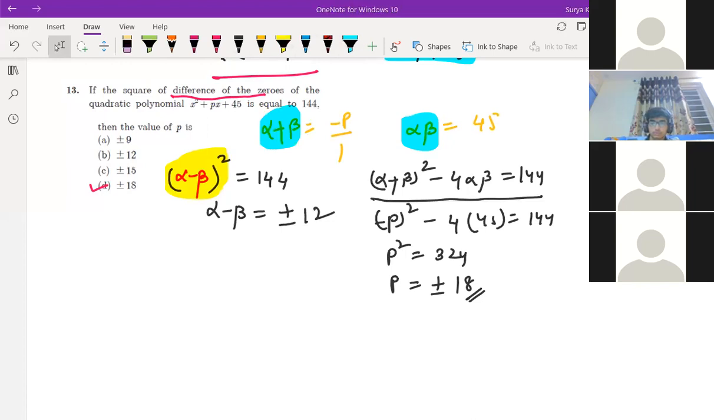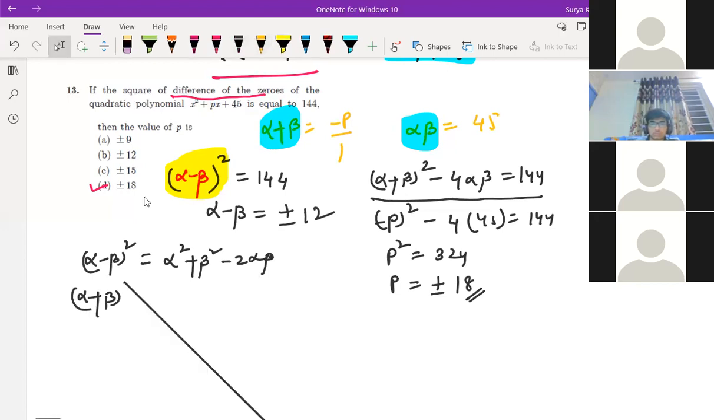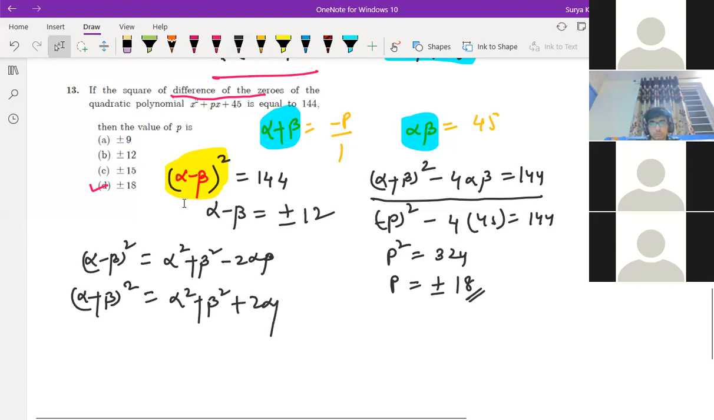So whatever is given over here, first of all, you have to convert into what? Alpha plus beta and alpha beta only. Remember that. So how to convert? You have to know the tricks. Just see alpha minus beta whole square. If you expand, this will come alpha square plus beta square minus 2 alpha beta. And alpha plus beta whole square, if you do, what do you get? You will get alpha square plus beta square plus 2 alpha beta, right?